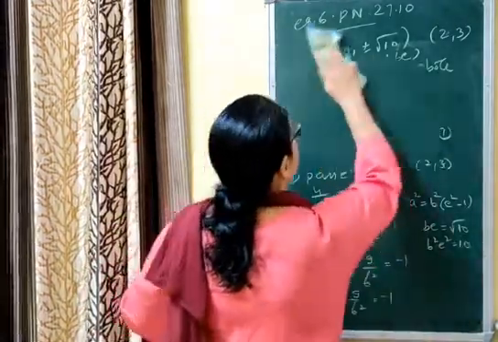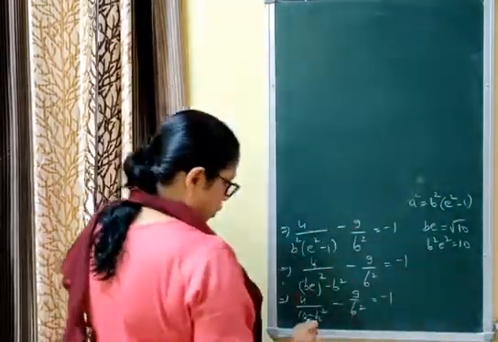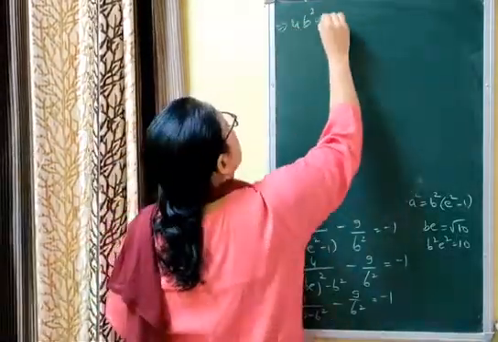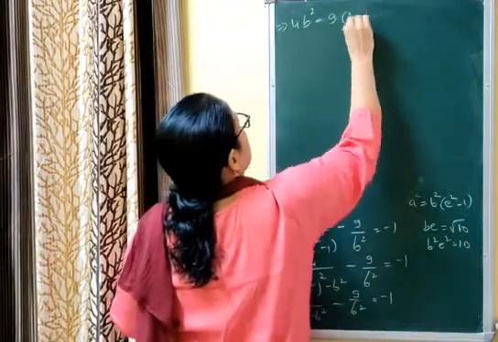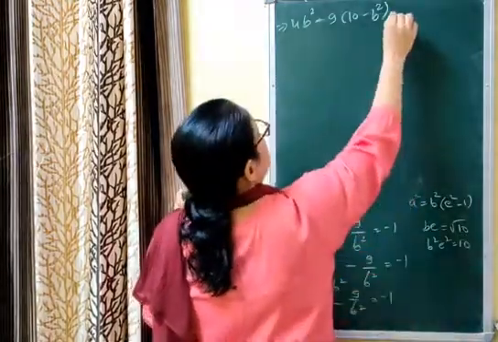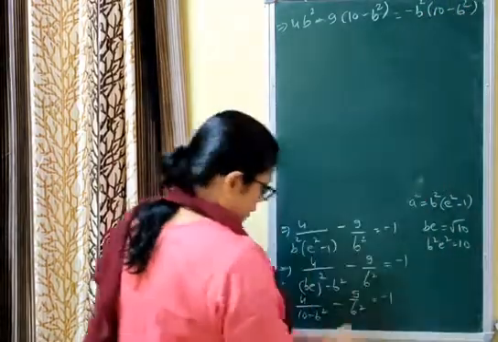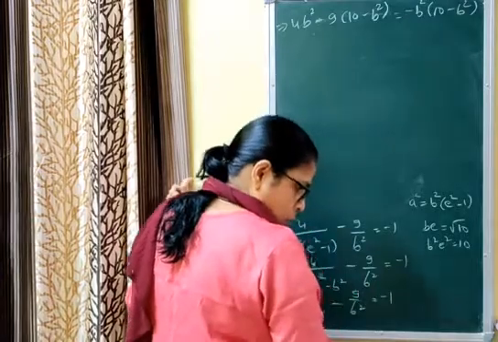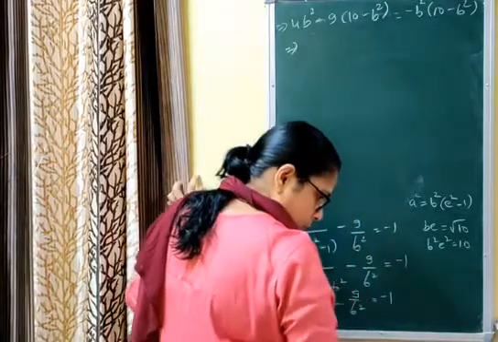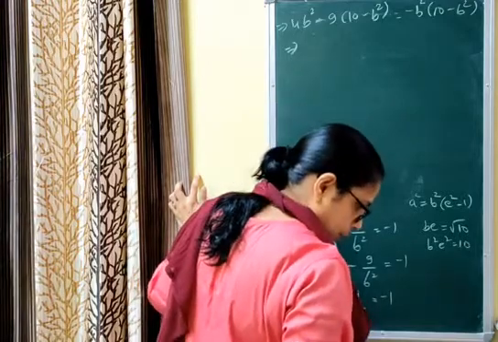This question is a little bit lengthy, so I have to rub the board frequently. By taking LCM, you will get 4b square minus 9 into 10 minus b square, by taking the denominator to the right side, equal to minus b square into 10 minus b square. Now by opening this we will get 4b square minus 9 into 10 minus b square equal to minus b square into 10 minus b square.